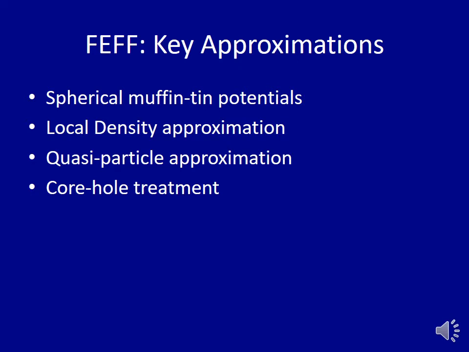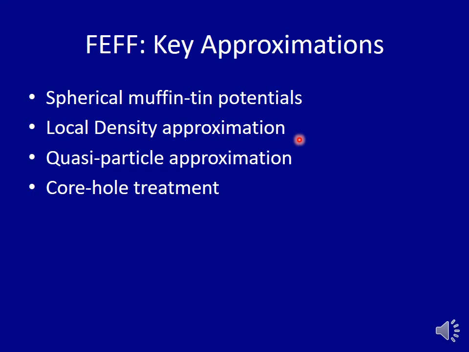So now you have a basic idea of most of the stuff that goes into calculations with FEFF. I'm going to give you just a list of the key approximations, and then we'll talk about when some of these approximations can break down. The most important are probably spherical muffin tin potentials. That's a hugely important approximation. It makes the calculations very efficient. The local density approximation is used for calculations of the density. So that could be important in some cases.